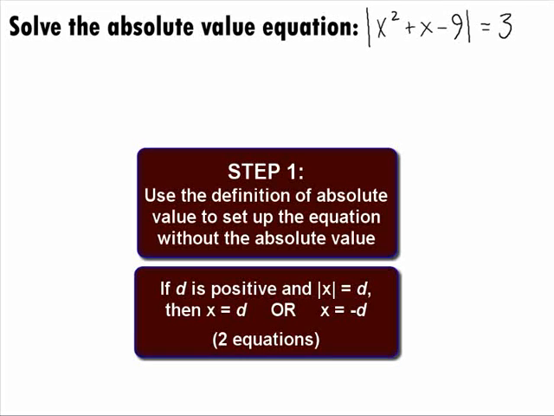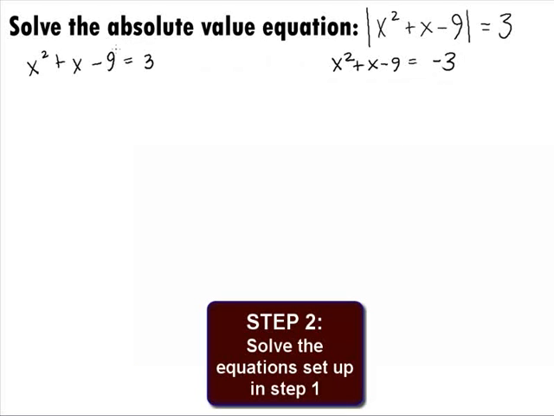Since there are two numbers who have an absolute value of 3, 3 and negative 3, then we will have two equations, one where the inside of the absolute value is 3 and one where it is negative 3. Setting up the first equation, we will get x squared plus x minus 9 equals 3, and the second equation will be x squared plus x minus 9 equals a negative 3.